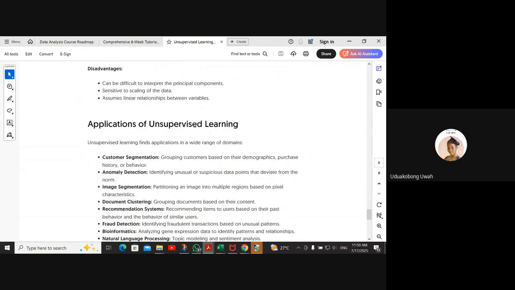Okay, so let's look at the applications of unsupervised learning. Now let's make a clear distinction between the two. If, for instance, in supervised machine learning models, the input is given and the output is given, that means you already know beforehand. So the question is, why then is there a need for unsupervised learning?